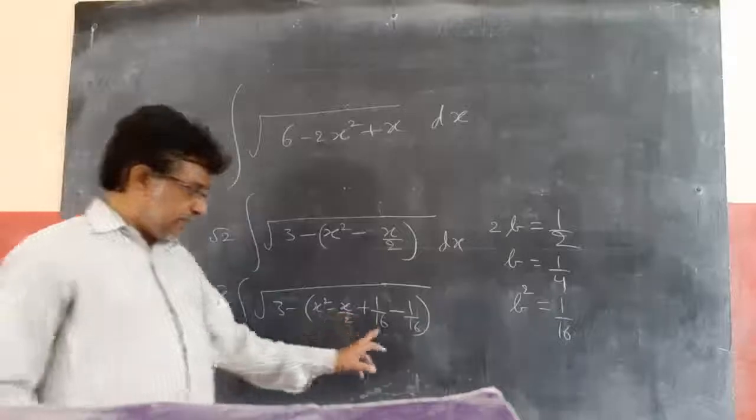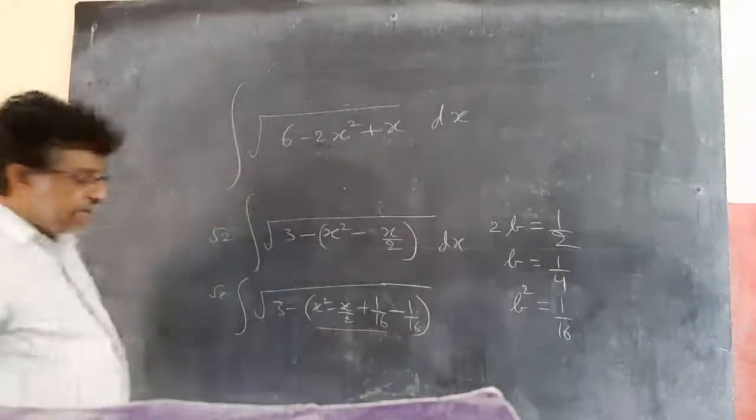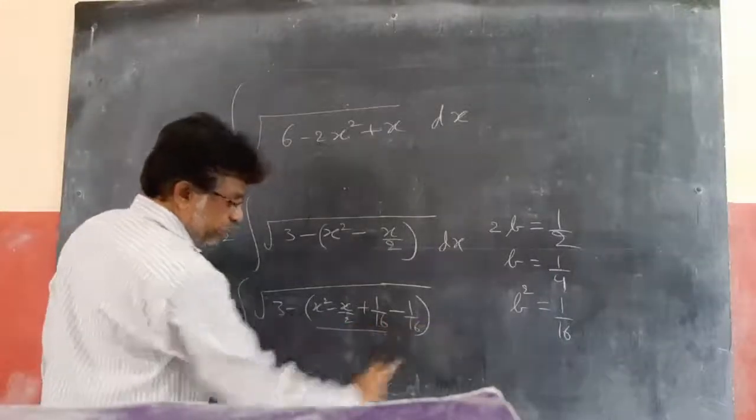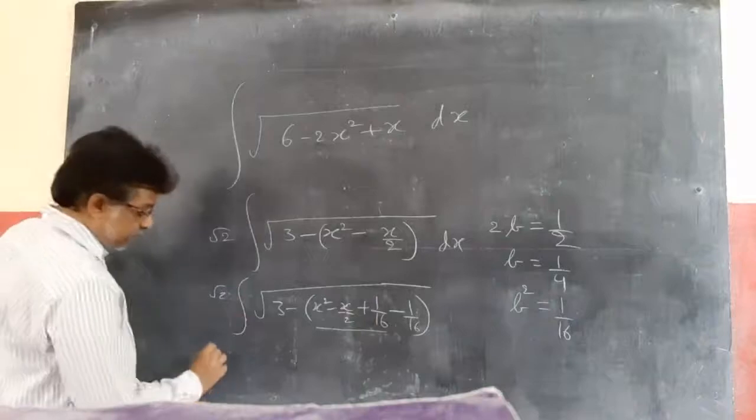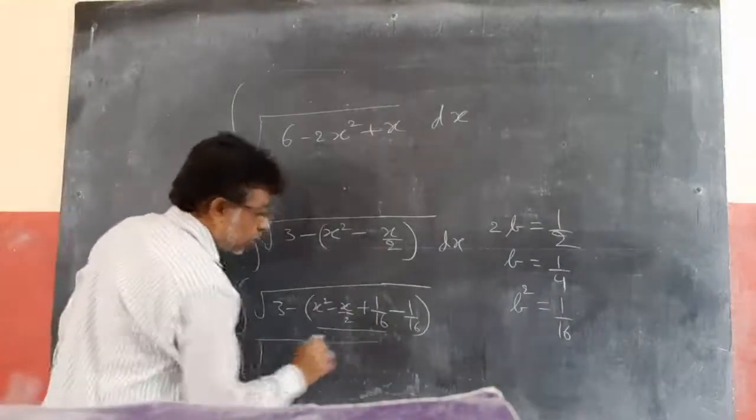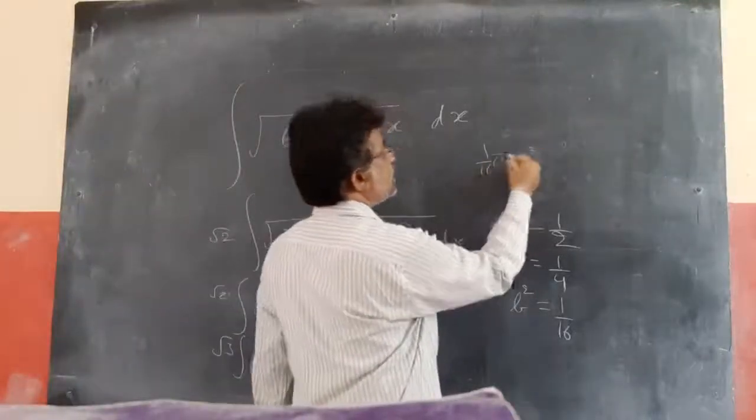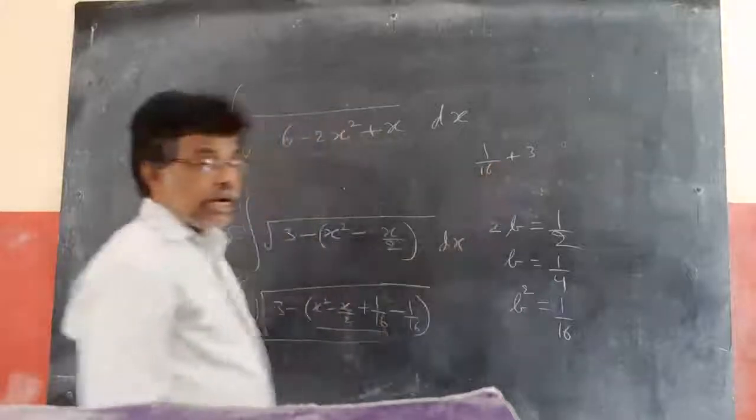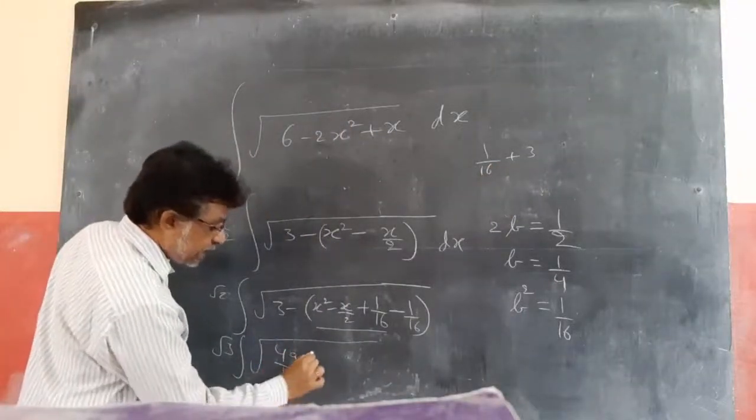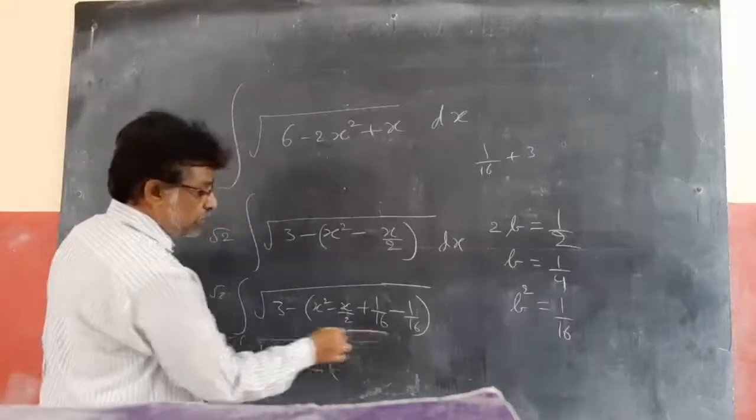Now, if I open the bracket, minus of minus plus 1 by 16 comes out, and this is the a minus b whole square formula. And this is minus and minus plus 1 by 16, so 1 by 16 plus 3. With 16 as LCM, 48 plus 1, I can write 49 by 16 minus, and this is a minus b whole square.